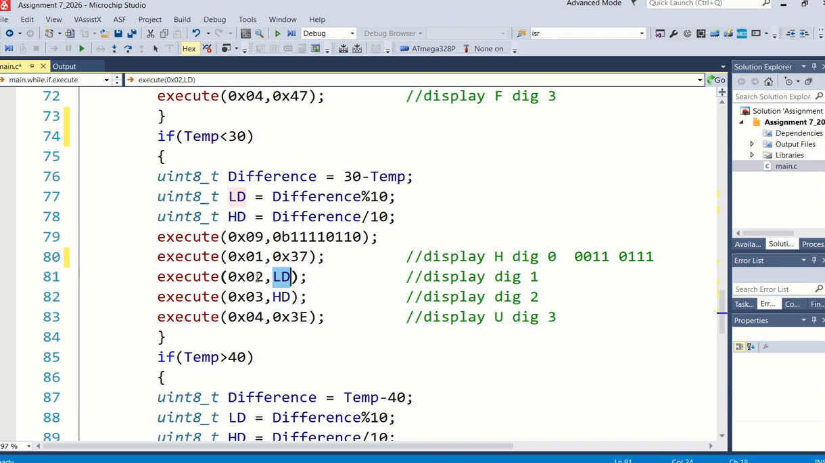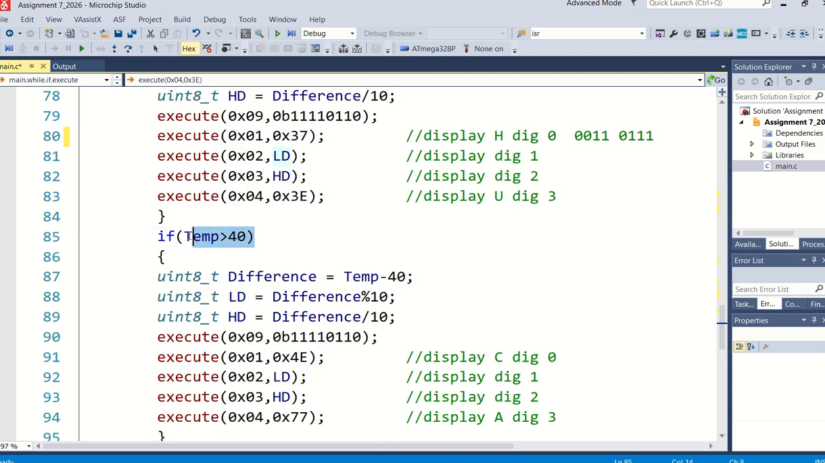in the second digit from the right, I'll load the 2, and here I will load the 1 to indicate that difference to us. And of course, in the same way that I worked out the H here, you can also work out the U, and U will be 3E. So it will display U, which is under. The temperature is under the setting, of course, under 30. And if the temperature is above 40, again, we're going to get the difference.